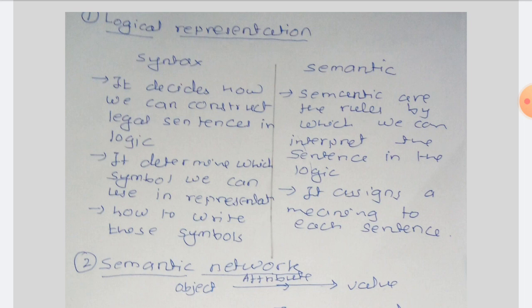Syntax is how we can construct a legal sentence in a logical manner. It determines which symbols we can use in representation and also how to write a particular symbol. Semantics are the rules by which we can interpret the sentence in a logical way. It assigns meaning to each sentence.